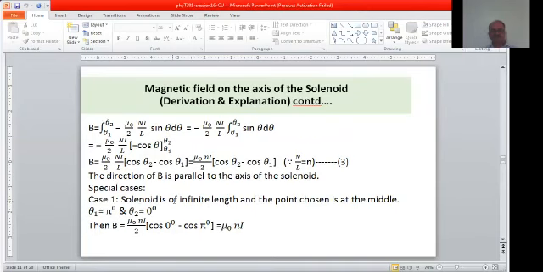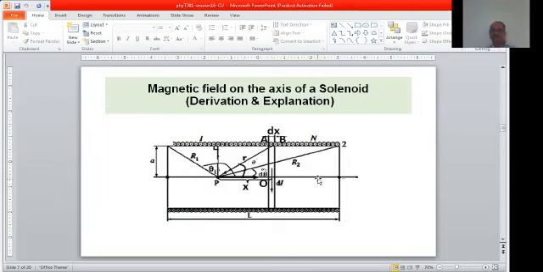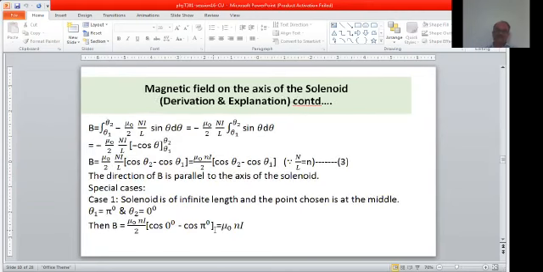Next, special cases come. Case 1: the solenoid is of infinite length, and the point chosen is at the middle of the solenoid. At that time, theta 1 becomes 180 degrees and theta 2 becomes 0, and I will show you how this happens. You can look at this diagram. When the length of the coil increases, this angle theta 2 decreases, becoming smaller and smaller, and at last it becomes 0. And this angle made by the line R1, that is theta 1, becomes greater, and lastly it reaches 180 degrees. So when the solenoid is of infinite length, we can take approximately theta 1 equal to 180 degrees and theta 2 equal to 0 degrees.